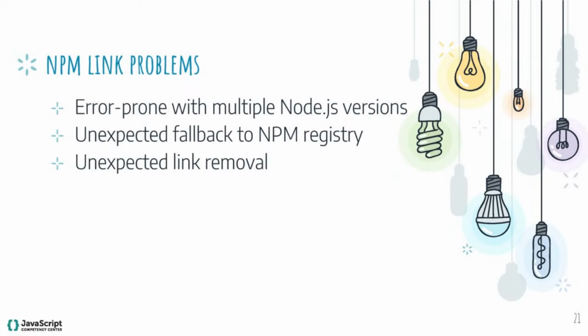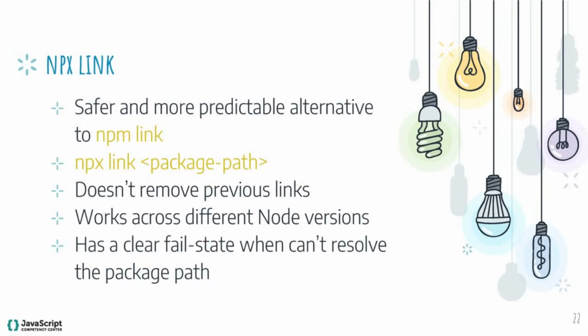So what we can do is use npx link, which is probably your best bet now. Let's see how to use npx link. It's a safer and more predictable alternative to npm link. You can use it via the command npx link with the package path specified. npx link doesn't install the linked package globally. It doesn't remove previous links, and it works across different versions of Node.js because it makes direct symlinks, and it also has a clear fail state when it can't resolve the package path.